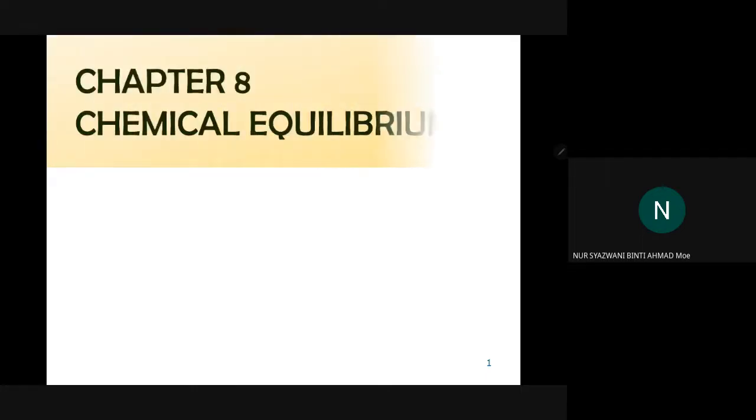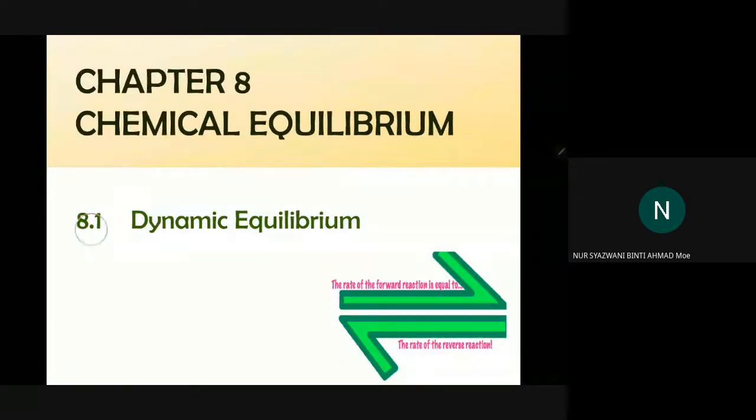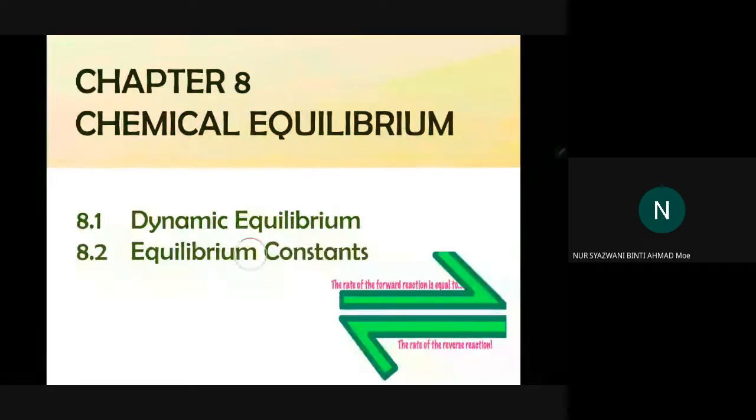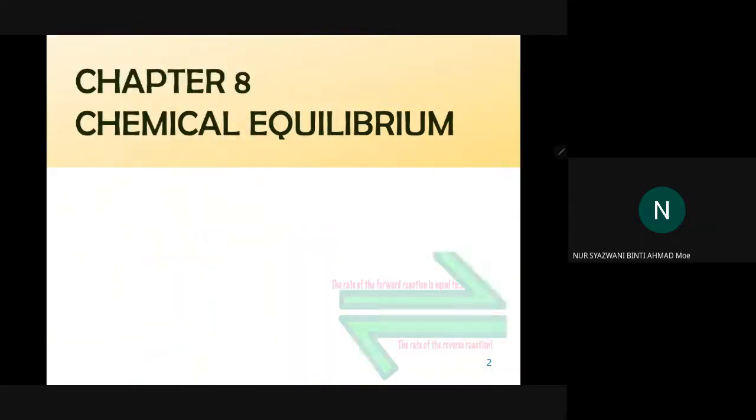Okay, so today kita masuk new chapter, chapter 8, chemical equilibrium. Okay, so in this chapter kita ada 8.1, dynamic equilibrium, and the second part which is equilibrium constant. Okay, so let's have a look what we have in store.